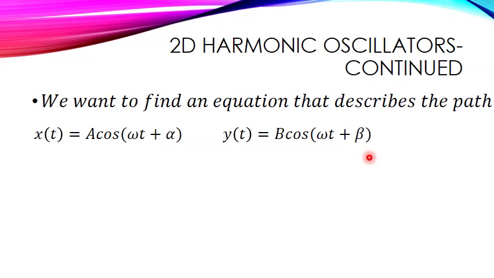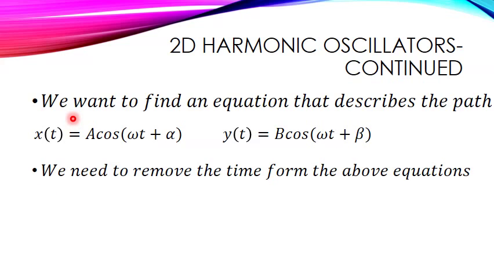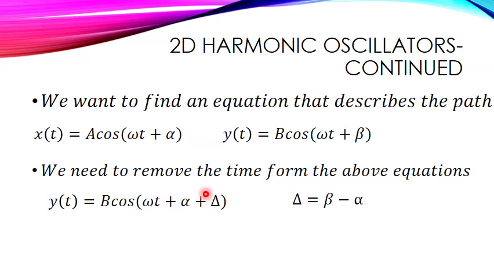So we've got our equations, but they're equations of time. So what we want to do is remove the time component. To do that, I'm going to rewrite the y one this way, where delta here is beta minus alpha, and if you plug that in there, you get the y expression. So I'm just rewriting this equation, adding and subtracting alpha in this case, and representing it this way.